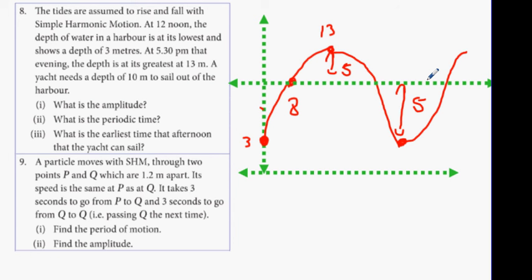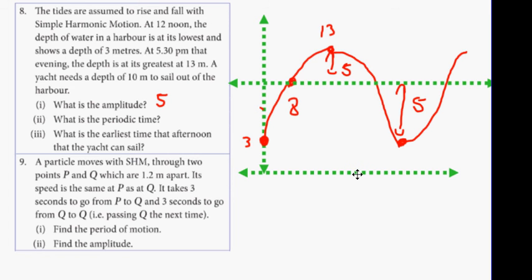What's the periodic time? Now, periodic time, okay? When it goes from one amplitude to the other amplitude, how much have we actually covered? What fraction of the periodic time have we covered?